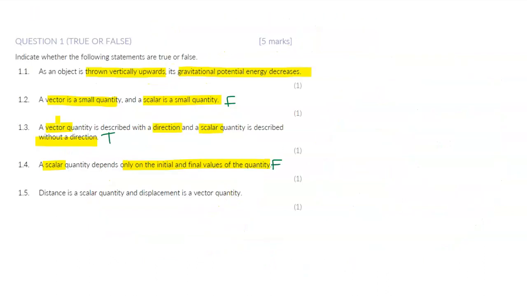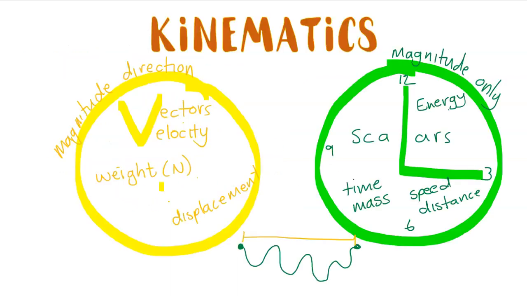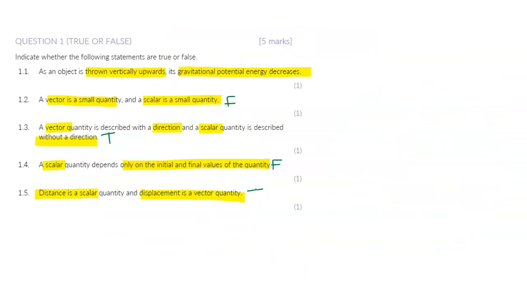I'll come back again. And then distance is a scalar quantity and displacement is a vector quantity, and that is actually true because we put them in the correct bubble. So displacement is yellow, it's a vector, it has magnitude and direction, where distance is in the green bubble, it only has magnitude. So this one is true.